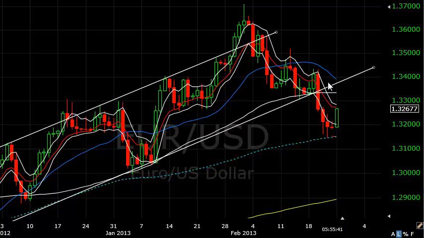Being proven otherwise would probably be a close above these highs here, which would prove that maybe the euro wants to come back into this channel and then start edging its way higher again. So we'll see about that. But for now, it looks like any rallies will be shorted into by larger players until proven otherwise.